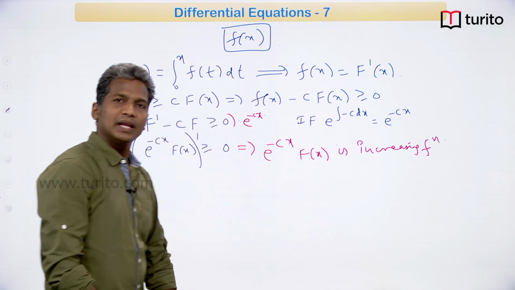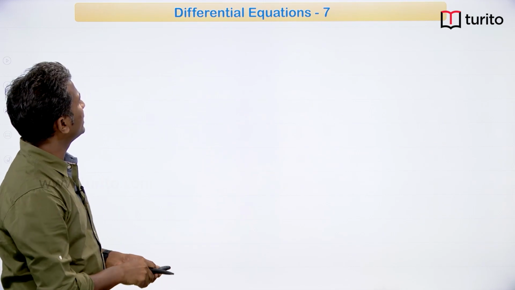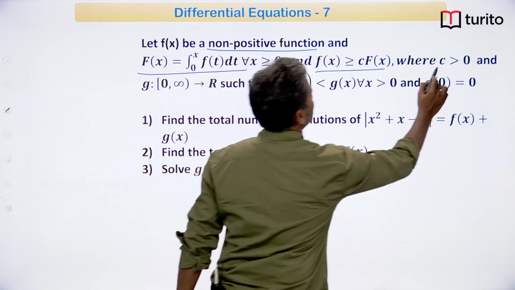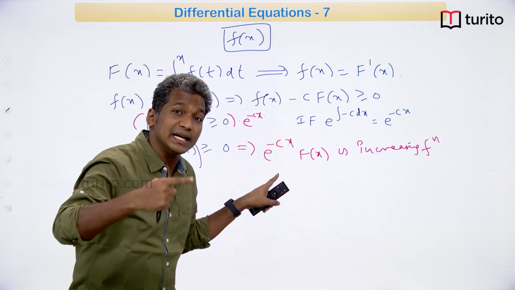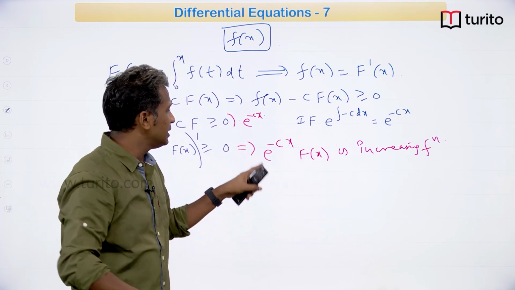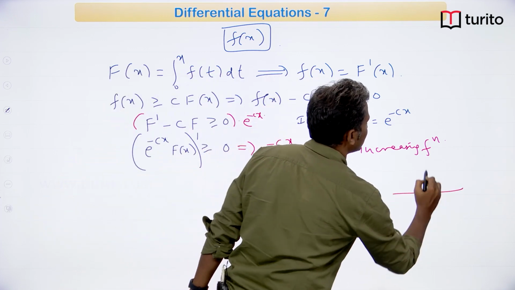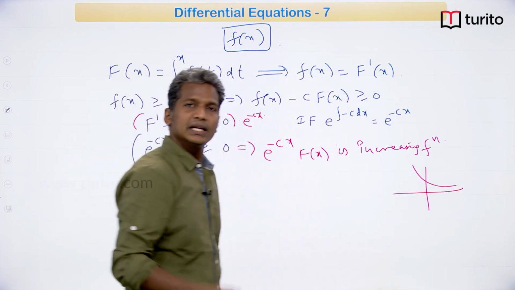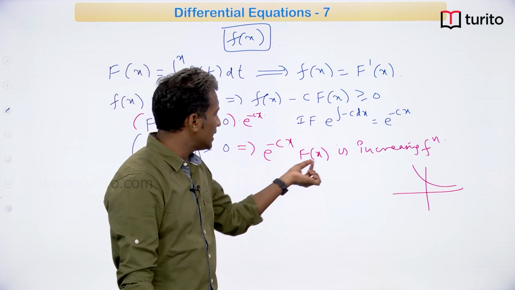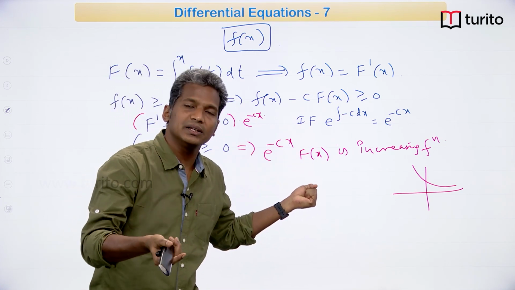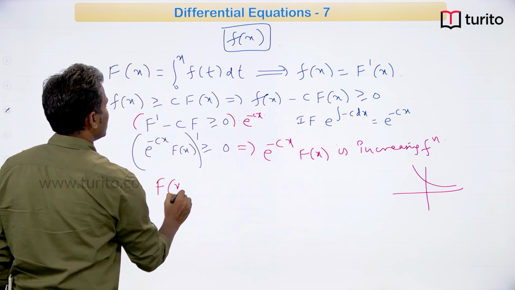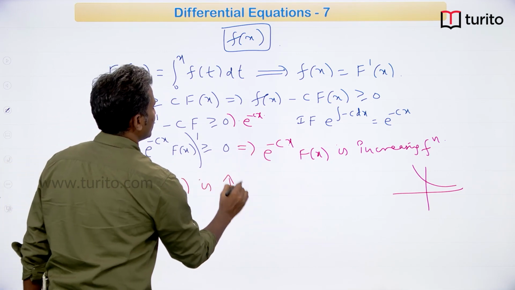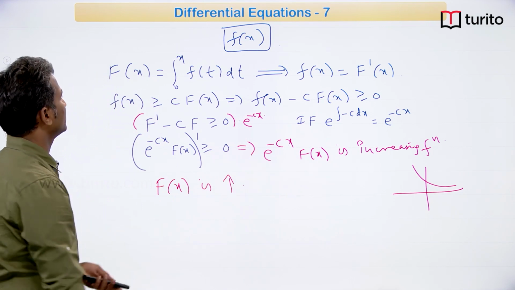right? But it's already given that c is a positive number. So e raised to minus cx is a decreasing function, right? The graph of e raised to minus cx will look like this. It is a decreasing function. So hence F of x must be an even more increasing function. So capital F of x is also an increasing function. Okay, so we have understood this.